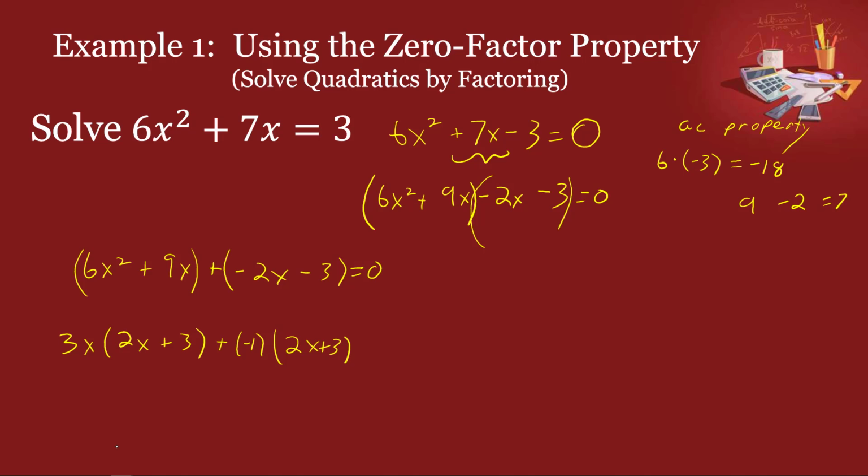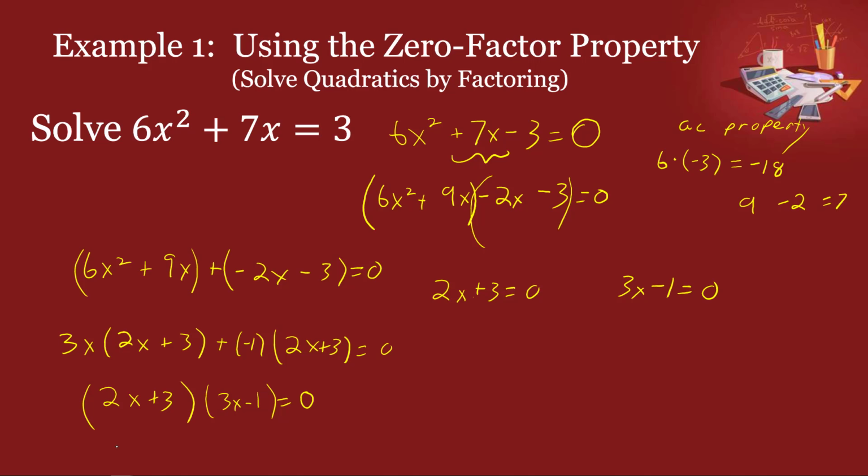Now we have two terms with a common binomial factor. We can factor out that common binomial factor, and if we do, we will have 2x plus 3 times the quantity 3x minus 1. And then the product of these two factors will be equal to 0. So that implies that either 2x plus 3 is equal to 0, or 3x minus 1 is equal to 0.